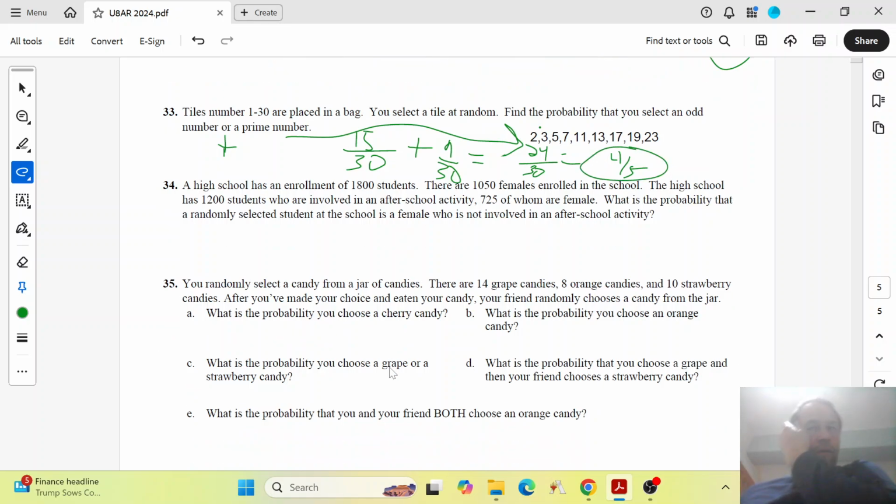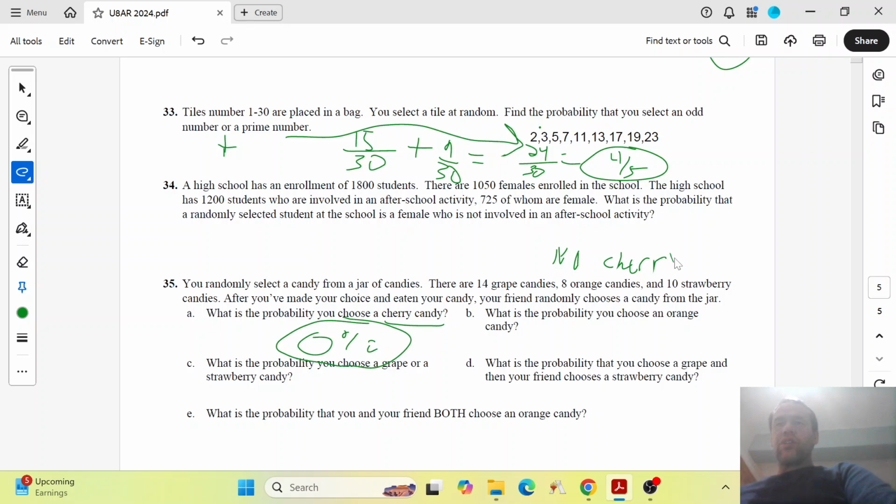Okay, so last problem. We'll let you try a few of these on your own, but we'll get you going. So there are 14 grape candies, 8 orange, 10 strawberries. After you've made your choice and eaten your candy, your friend randomly chooses a candy from the jar. What is the probability you choose a cherry candy? So that's 14, 15, 16, 17, 18, 19, 20, 21, 22. So there should be 32 total candies. I don't even see a cherry in there. There's no cherry, so that's a 0% chance to choose a cherry because there are no cherry candies available to choose from. That is a silly question.